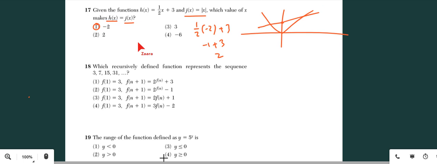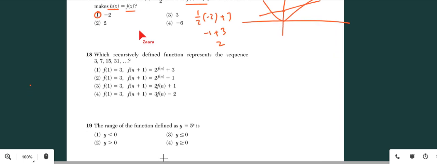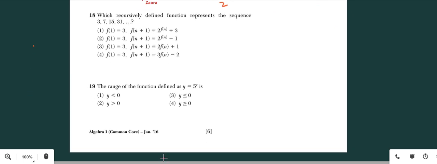There would be a point on the right side too, but it wasn't in our options, so how can we find that? Okay, look at the next one.